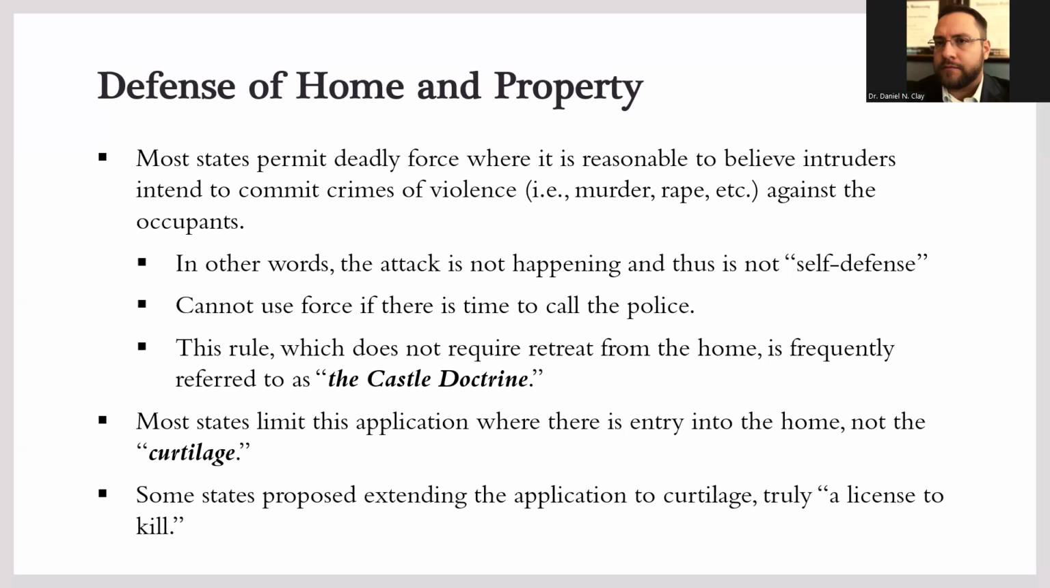But if somebody's walking out with your TV and you pull up to the driveway, can you pop them? Usually no. I mean, at that point, no. You have to call the police, or you can confront them, but you can't initially use deadly force. That being said, most states basically say that if you use deadly force to defend your home or your property, it's only when there's entry into the home.